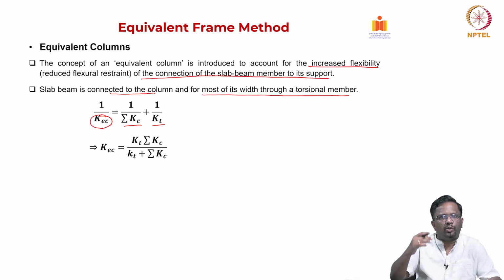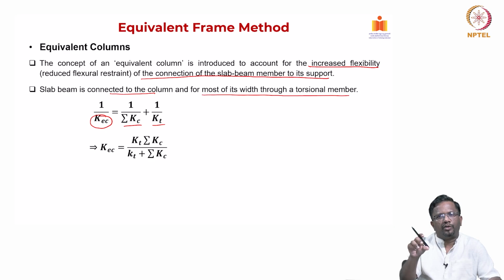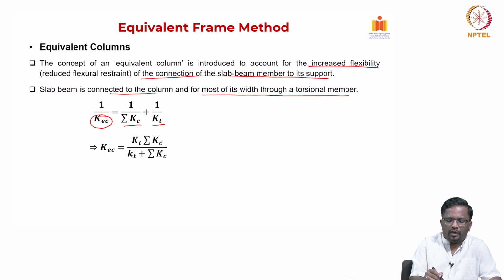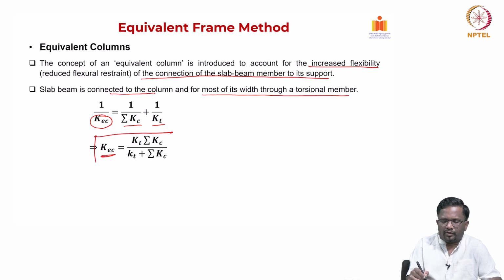Now, I have two columns connecting at the top and bottom. So, that is pretty easy, I can sum their stiffnesses. Now, the orthogonal beam is going to contribute to torsion, because whatever rotation is happening will be the twisting for the orthogonal beam. So, the torsion stiffness has to be included. In this way, I can calculate my equivalent stiffness like this. So, this is the expression for equivalent stiffness.